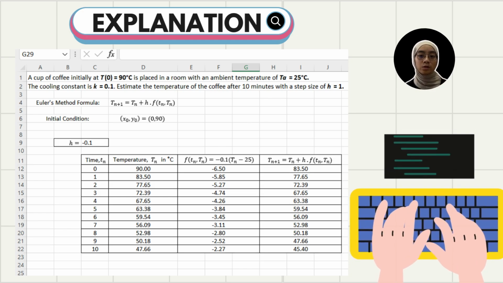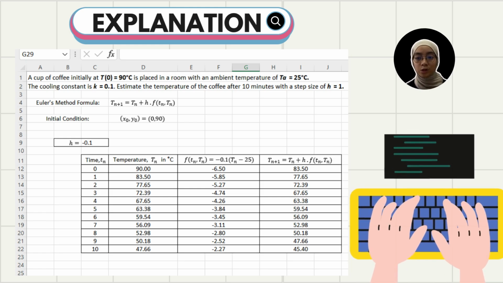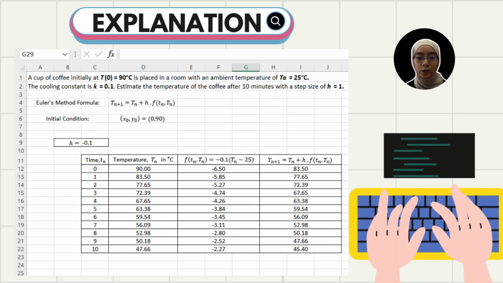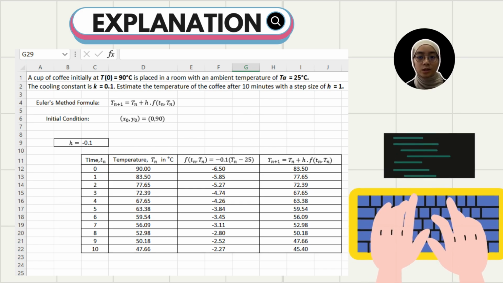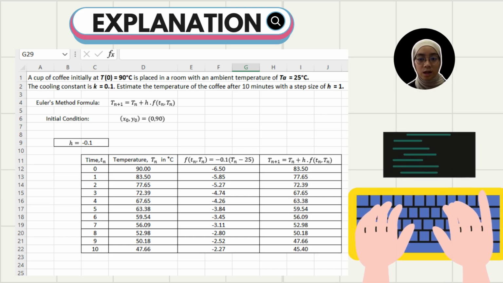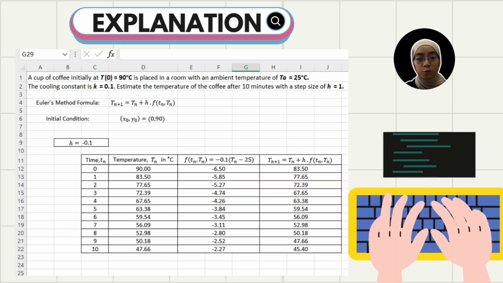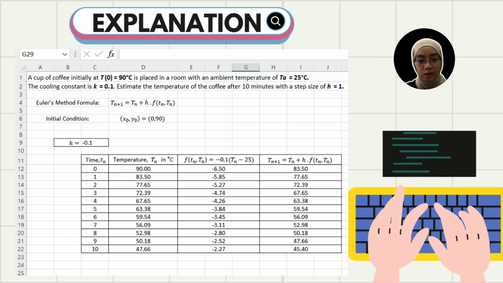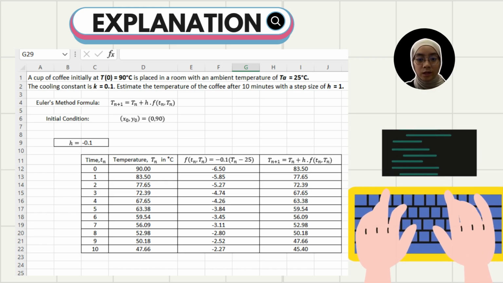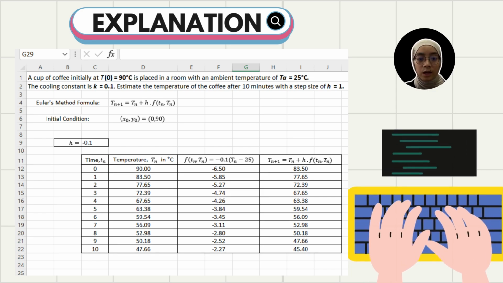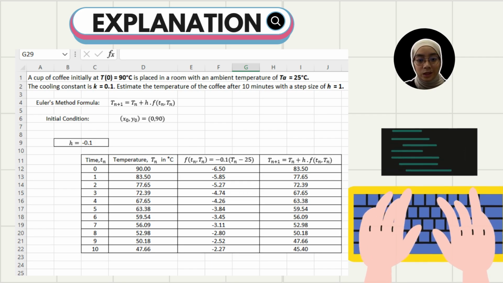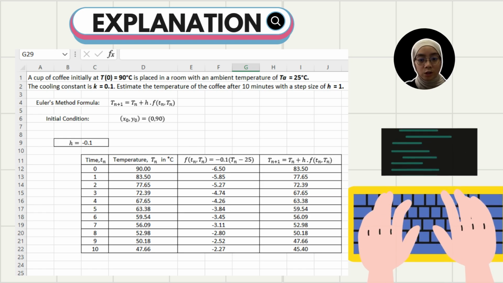By continuing this iterative process for 10 minutes, the temperatures are calculated step by step. The table in the Excel sheet shows the result for each time step, including the time, temperature, and the rate of cooling. The Excel formulas used to perform these calculations are straightforward. The formula for f(t_n, T_n) is negative 0.1 times (T_n minus 25), and the formula for T_{n+1} is T_n plus h times f(t_n, T_n).